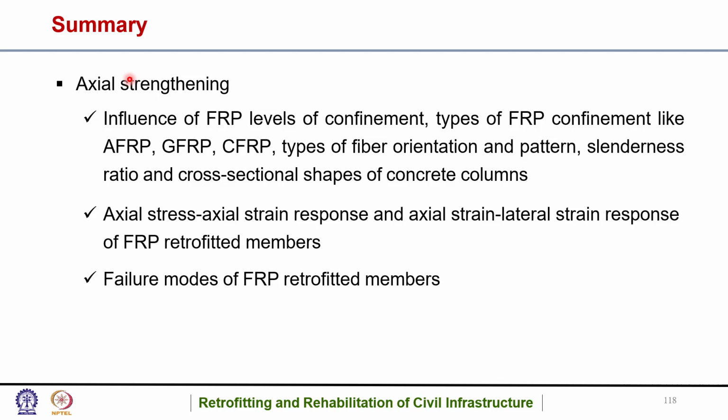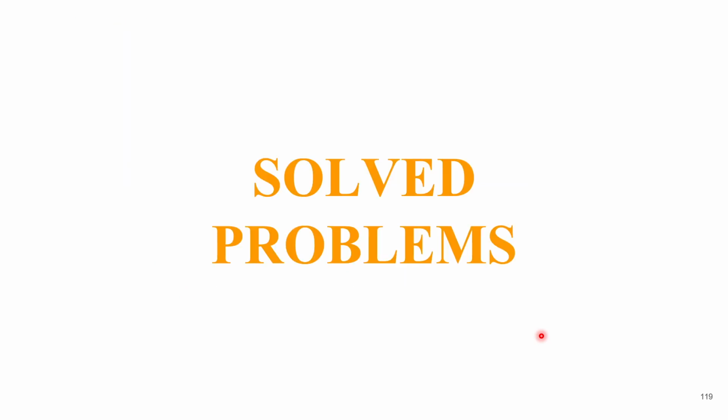In summary, in this lecture we continued our discussion on axial strengthening, and we studied the influence of FRP levels of confinement, types of FRP confinement like AFRP, GFRP, CFRP, types of fiber orientation and pattern, slenderness ratio and cross-sectional shapes of concrete columns. Axial stress-axial strain response and axial strain-lateral strain responses of FRP retrofitted members were also studied, and failure modes of FRP retrofitted members were also seen. With this, we come to the end of the discussion part. Now let us go to the solve problems section.